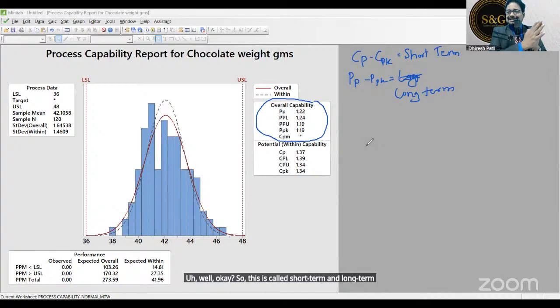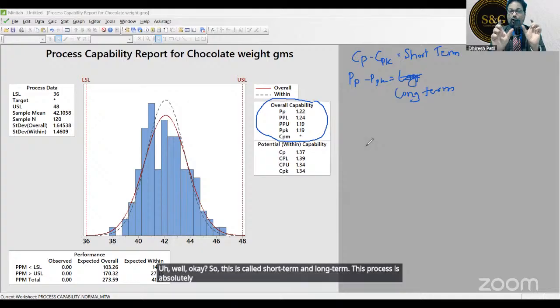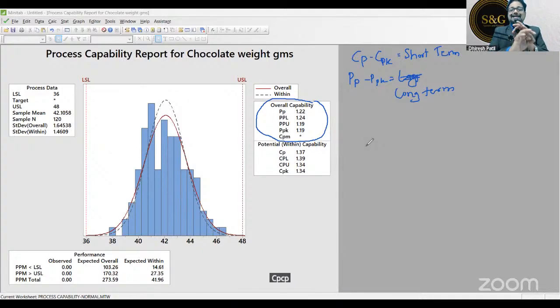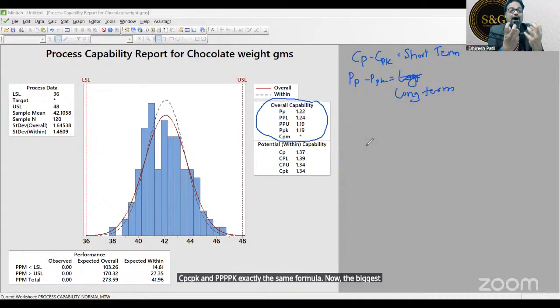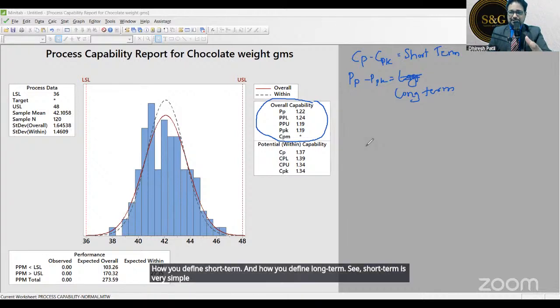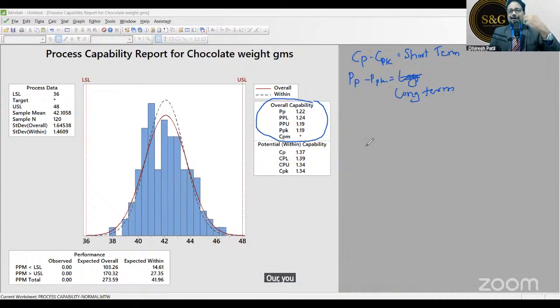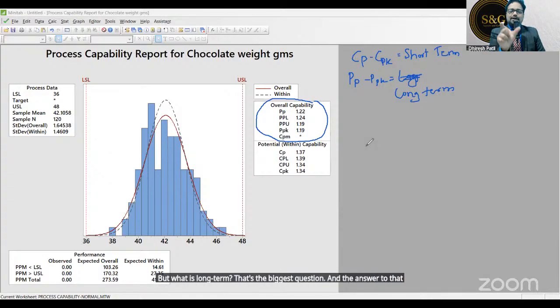The formula is absolutely the same. CPK and PPK, exactly the same formula. Now the biggest question is how you define short term and how you define long term. Short term is very simple. Our daily production, our weekly, monthly, even that you can consider short term. But what is long term? That's the biggest question, and the answer to that is not a specific number.